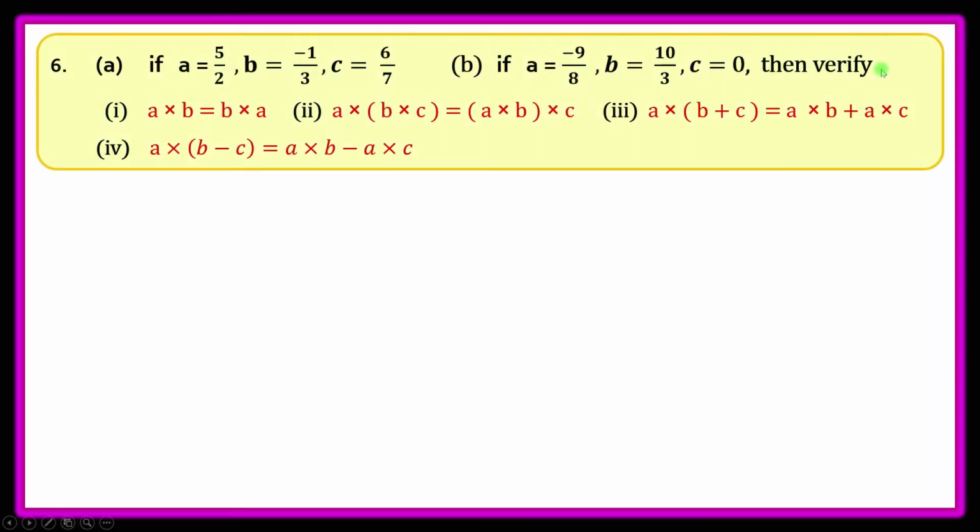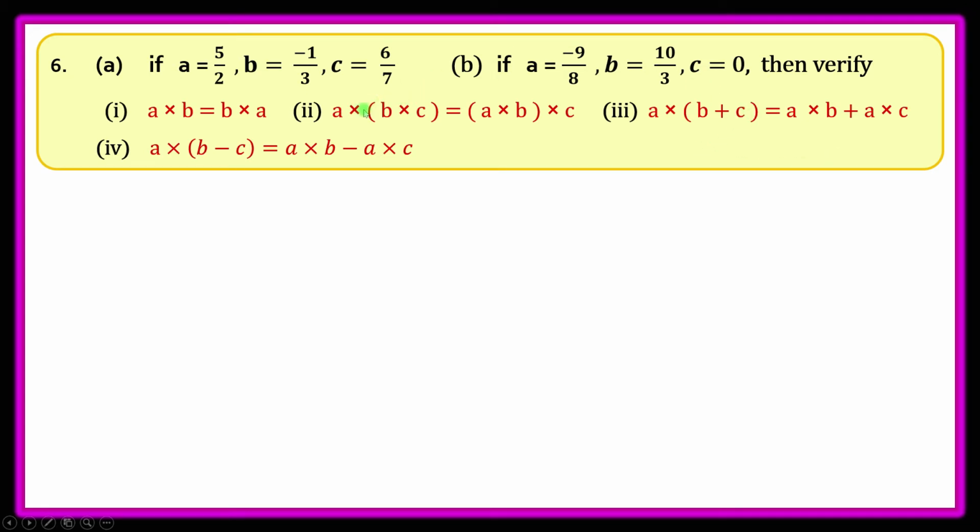In today's video we are going to begin with question number 6. This question has 4 parts and it has 2 different sets of numerical values. So in this video I am going to solve the numbers considering A, B, C, the values which are allotted in the A part. Okay my friends, so let's read the question. If A equals 5 upon 2, B equals minus 1 upon 3 and C equals 6 upon 7, then verify the following things.